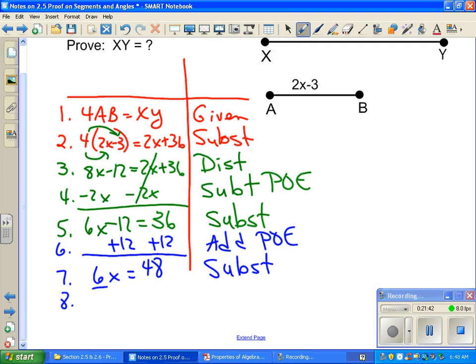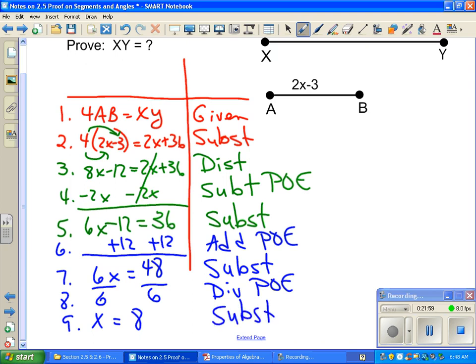And then last but not least, we're going to divide by 6. So that's the division property of equality. And we just used division, so we've got to put in the answer. 48 divided by 6 is 8. So we have substituted in the answer. So as you can see, every time I said division, I said substitution. Adding said substitution. Subtracting said substitution. We always substitute right after we add, subtract, multiply, or divide.